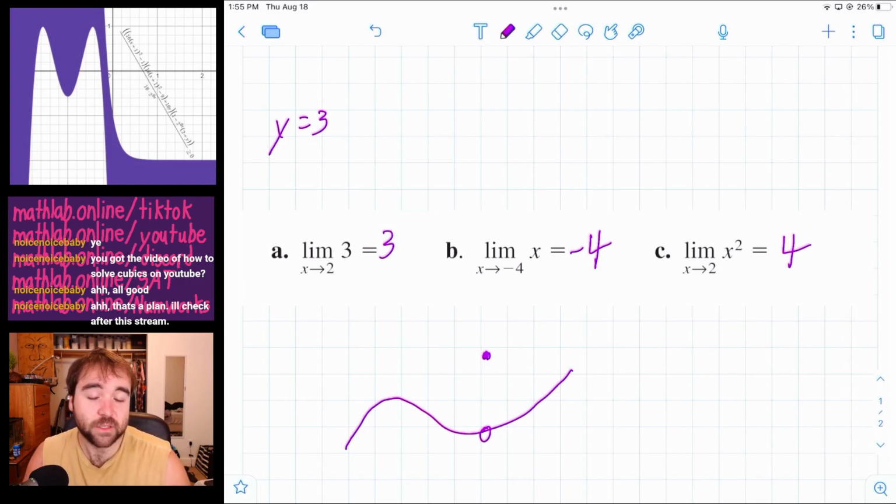So I would say if it's not a piecewise function, generally, usually, if you just plug in the x value and you get a number, that's just the way it is. That's just the answer.